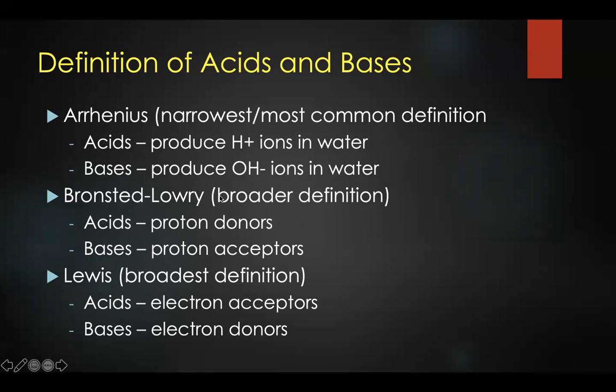For the Bronsted-Lowry definition, which is the broader definition, acids are proton donors, while bases are proton acceptors. The Lewis definition is the broadest definition of acids and bases. A Lewis acid is an electron acceptor, and a base is an electron donor.